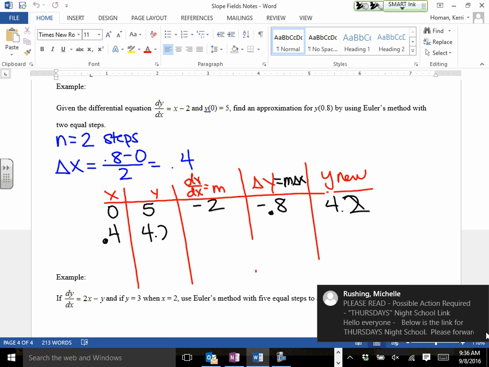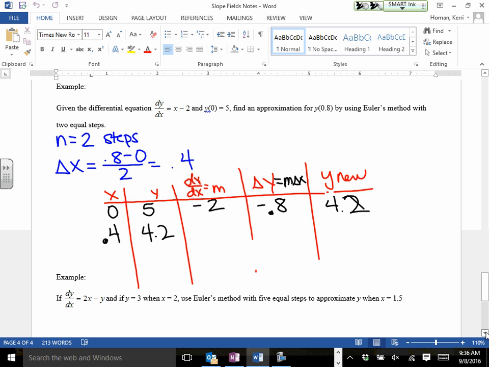Now, the 0.4 is our change in x, not your x. So every time we go to a new row, we're adding our change in x. Okay? So now we're at 0.4, 4.2. And instead of traveling along that same tangent line, we're going to reevaluate our slope. So when we plug 0.4, 4.2 into our differential equation, what is our new slope?